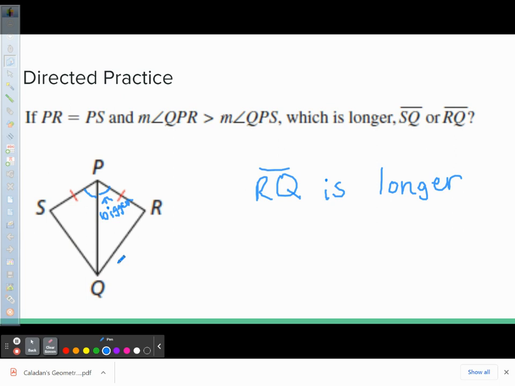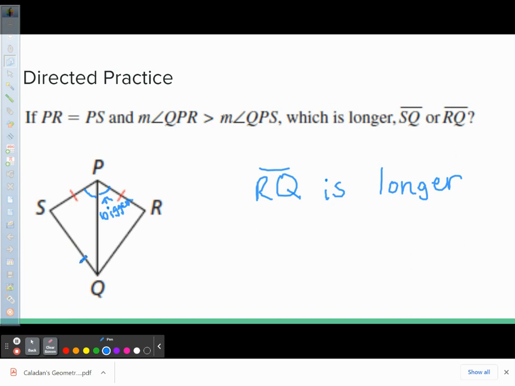Now what questions do you have for me? Your biggest thing is to make sure and see what they're asking you. Sometimes they're asking you to compare them. That's when you do the less than, greater than, or equal to sign. And sometimes they'll ask you which is longer, bigger, shorter, or smaller. So then you just give a name. You don't gotta compare them. You just say this one's larger. Yeah, all you would have to really do there is just say segment RQ.